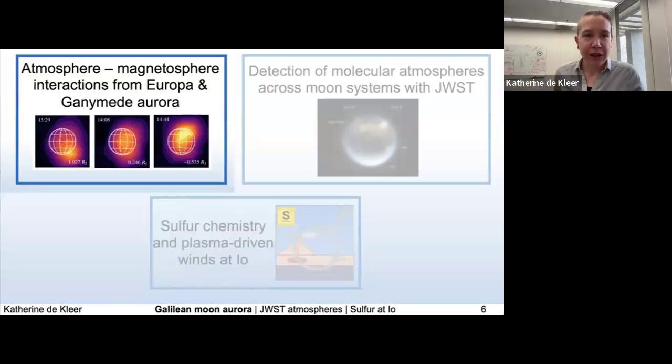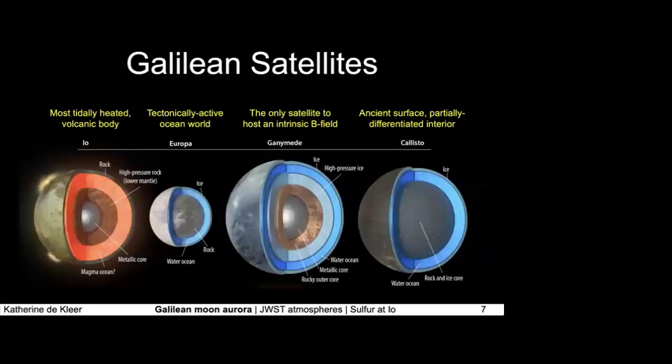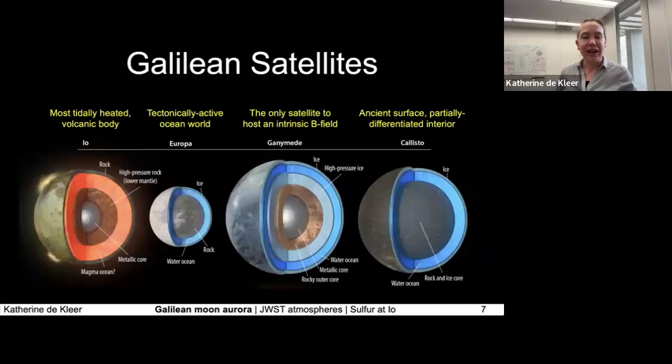So here I'm going to focus on talking about Europa and Ganymede. So let me introduce you just a little bit more to these moons, which I showed already on the previous slide. So the Galilean satellites go, on the left here is closest to Jupiter, moving outwards. So you have the most heating in the interior one, Io. So Io is a very unique object in that it is volcanically active, driven by this tidal heating.